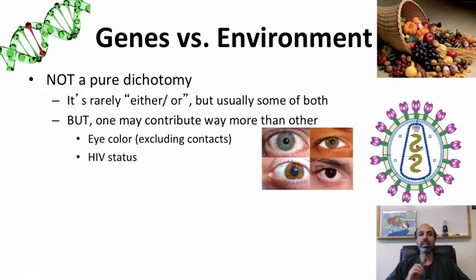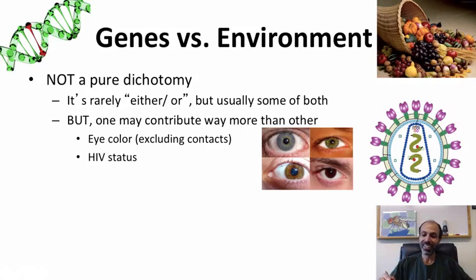This is very rarely an either-or question, but it's usually some of both. However, one may contribute way more than the other. So something like, for example, eye color. Yes, there's probably some small environmental component to that, but there's a very strong genetic component to eye color.